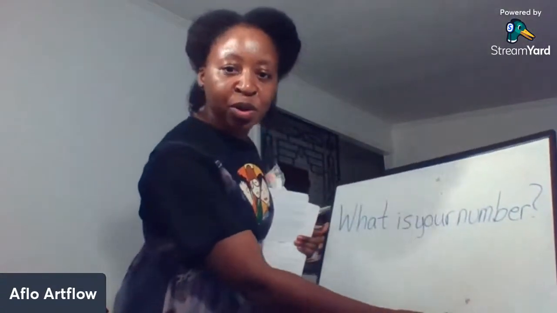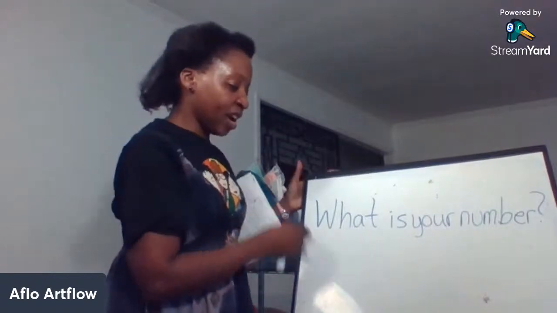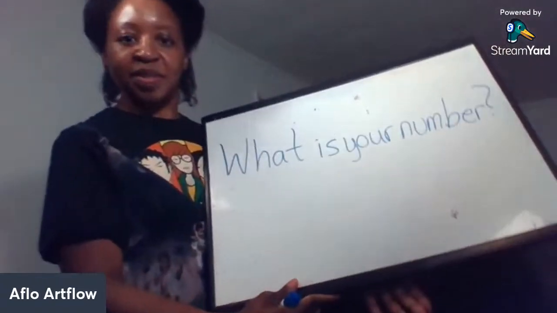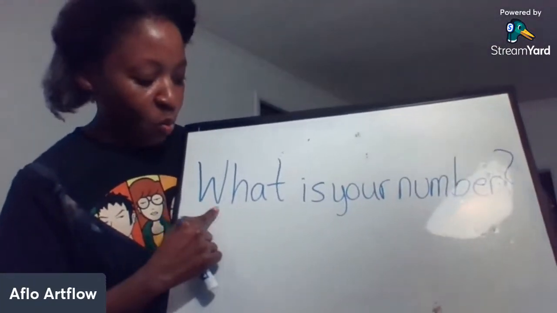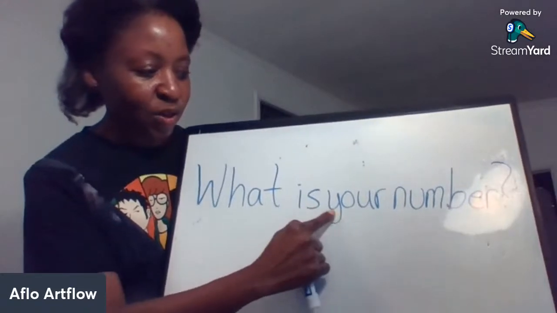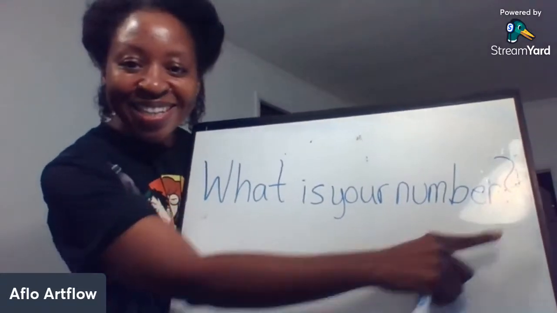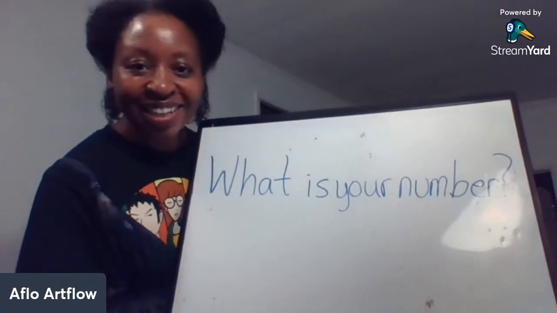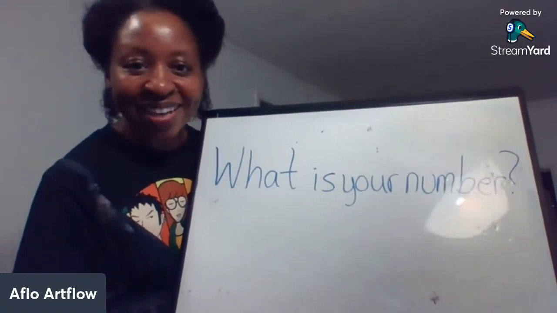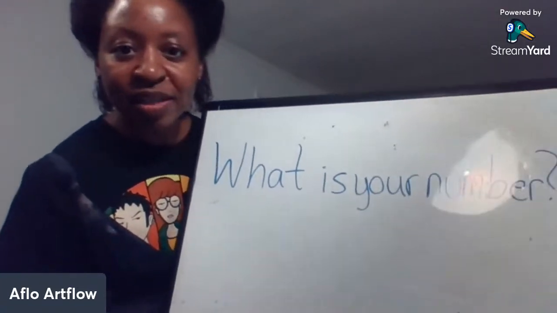Okay, very close, Manny 36. You wrote WITH instead of what, but you have is your number correct. So excellent job. This is the correct way to write that sentence: What is your number? With a question mark at the end because you're asking a question. How many of you got that correct? Excellent.